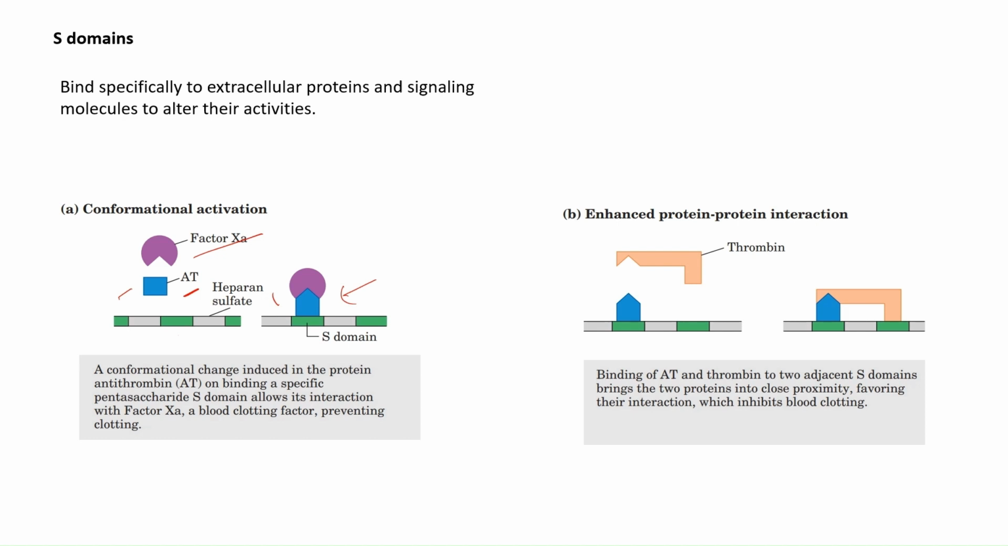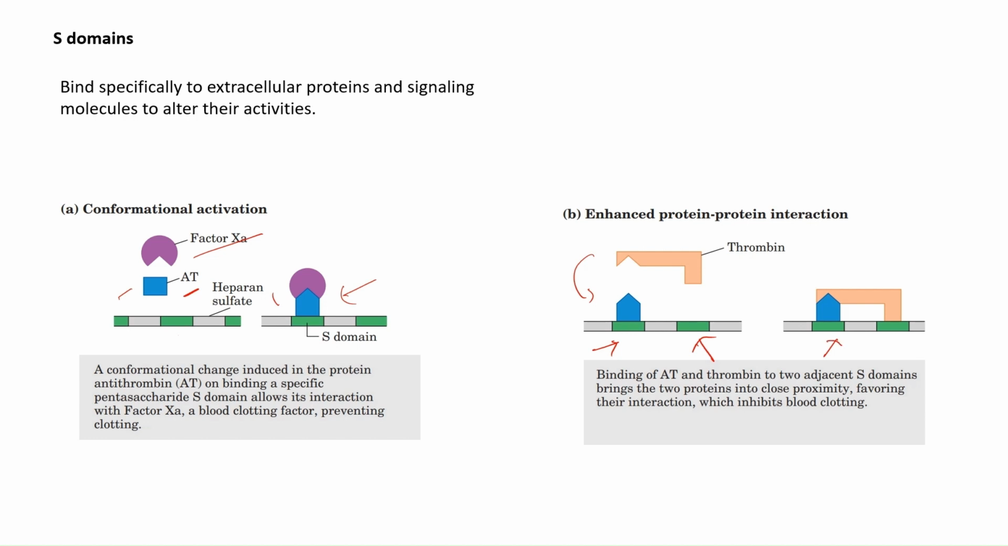The next mechanism is enhanced protein-protein interaction. What is happening here? To bind antithrombin and thrombin, first the antithrombin binds with the S domain, and the thrombin also binds with the other S domain.